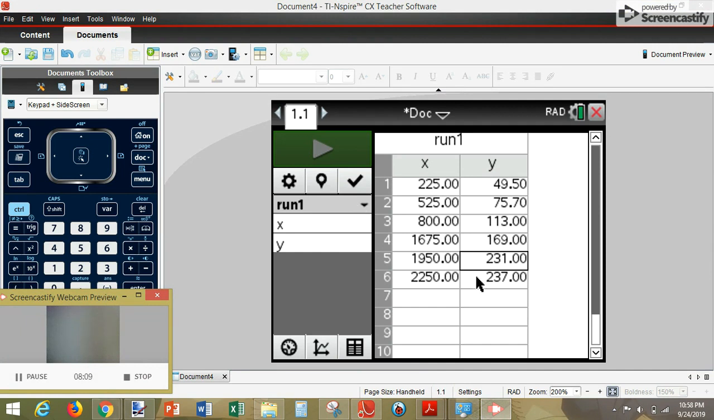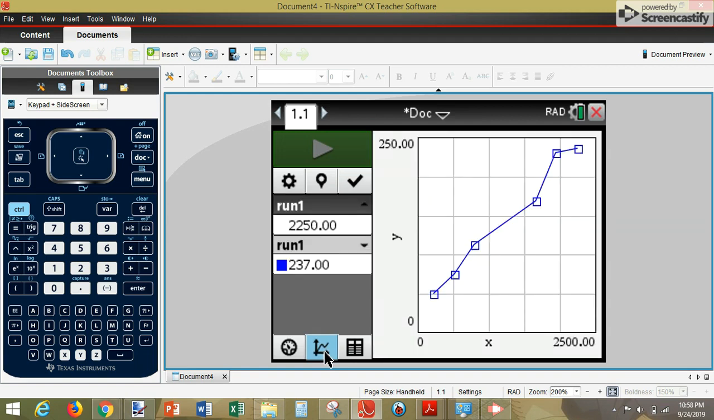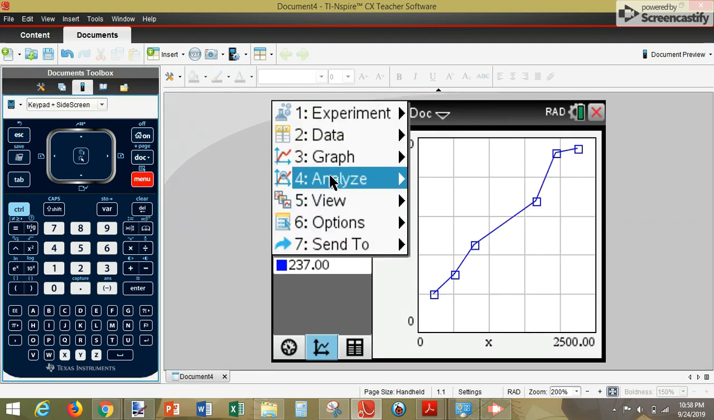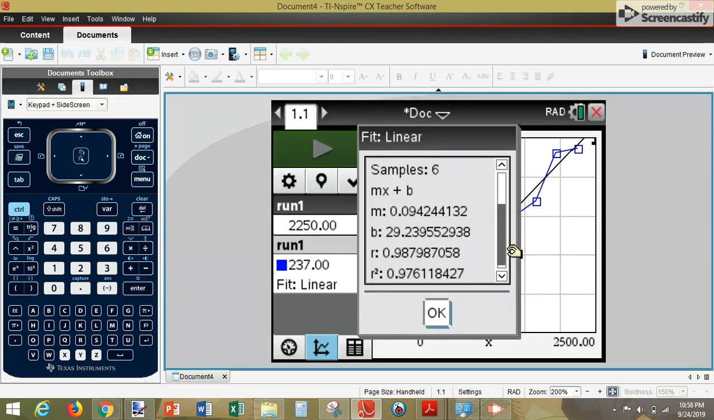Notice on this table, I did not put the commas for the thousands numbers. Don't do that. Do not put a comma right there. It messes up the answers. So let's go to the little graph icon. Menu 4, 6, 1. Scroll down with the arrow key. There's your M, your slope, B, your y-intercept, and R, your correlation coefficient.